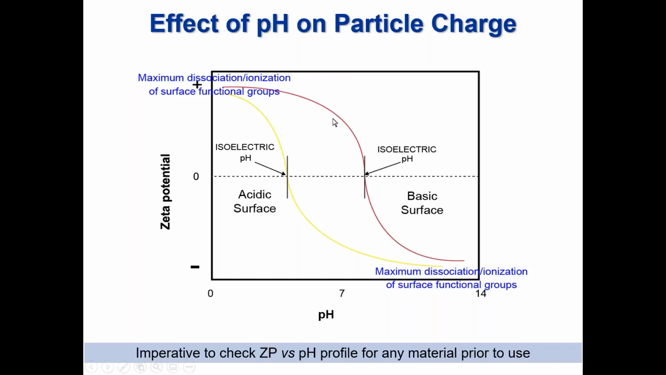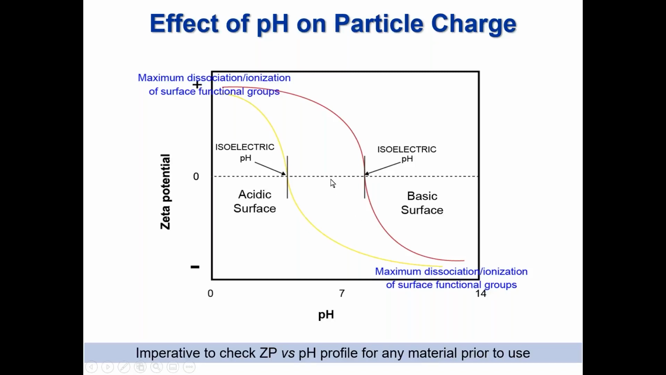These plots are sort of functionally S-shaped, and we see that the magnitude of the Zeta increases either side of the isoelectric point, but eventually plateaus at extremes of pH range. This is the condition of maximum dissociation or ionization of any surface functional groups and will provide, of course, maximum electrostatic stability. It can also be used to great effect when dispersing particles, because the greater the magnitude of the Zeta potential, the less is the need for any additional dispersing aid.